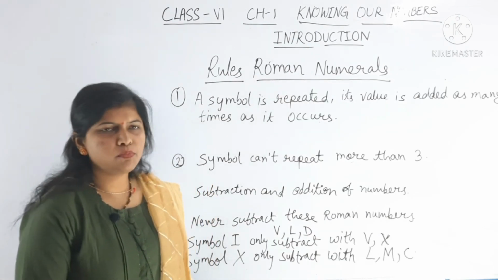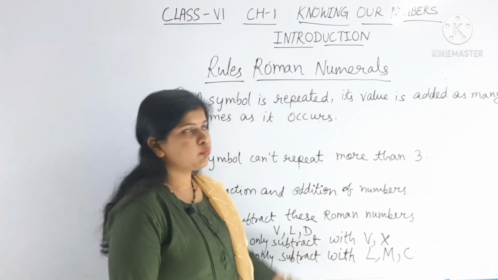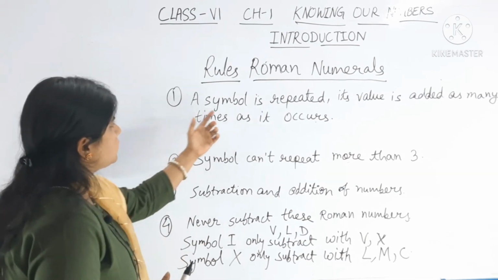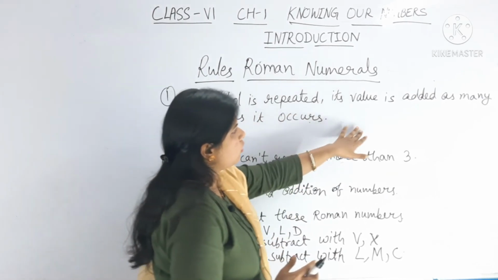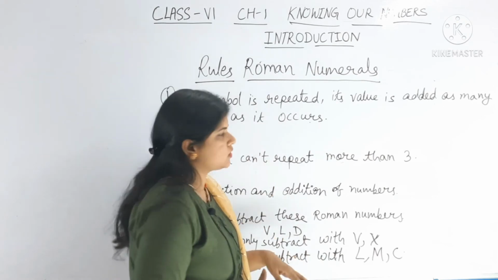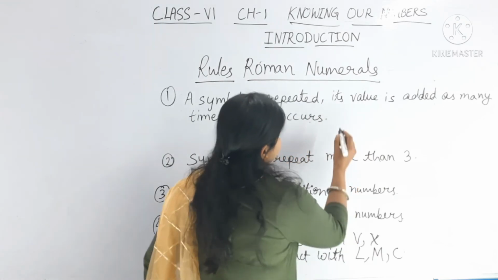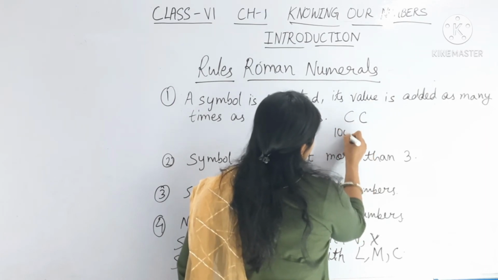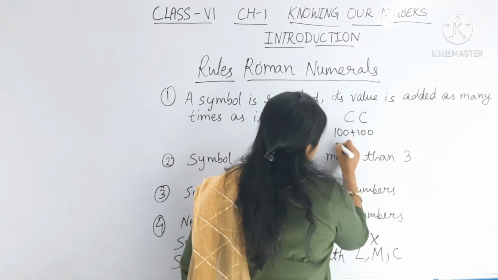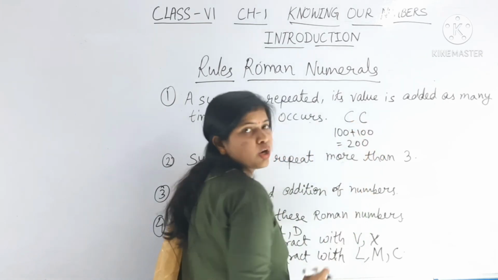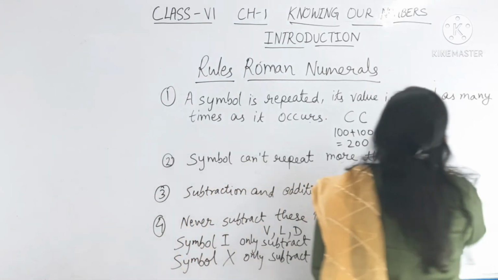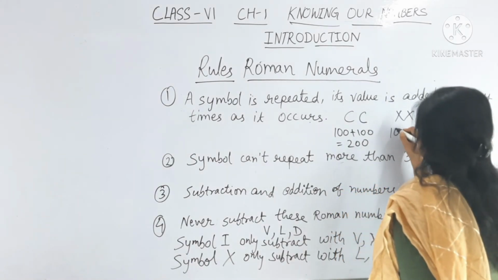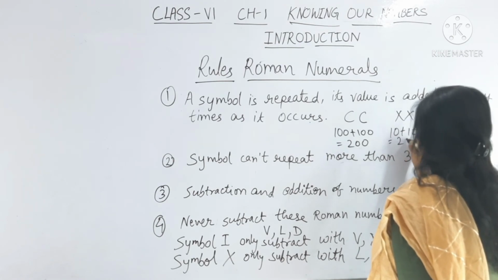Now the next point is rules. We have some rules for writing the Roman numerals. Okay, so what are the rules? First rule is, if a symbol is repeated, its value is added as many times as it occurs. Like we have some examples: if we write C and C, it means 100 plus 100, so CC is 200. If we write X and X, here 10 plus 10, that is 20.